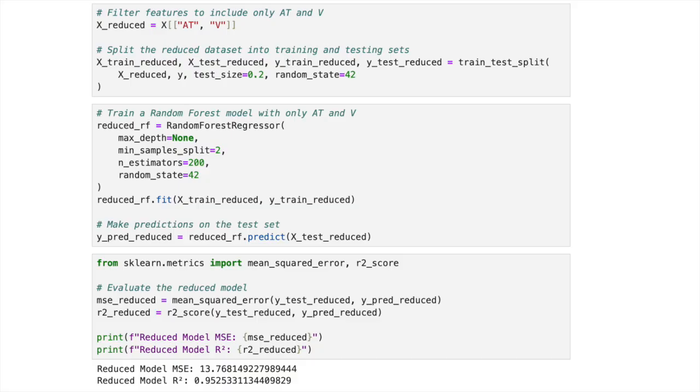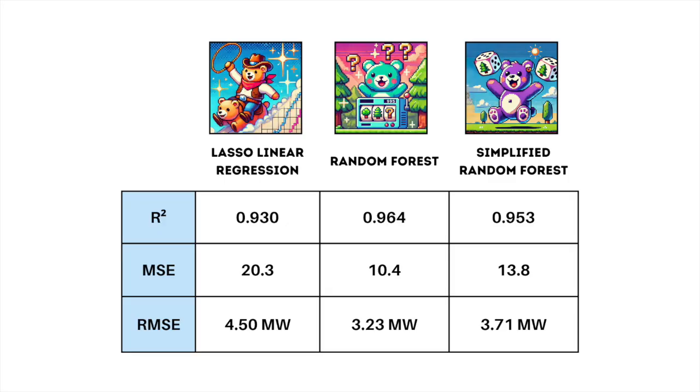At this point, I remembered how ambient pressure and relative humidity appeared to be less impressively correlated with the target than the other two features. Could we eliminate them in the random forest model to simplify it without tanking performance? I went back and removed them and retrained using only AT and V. I found that the streamlined model had a slightly higher mean squared error of 13.8, and the R-squared declined just slightly from 0.964 to 0.953.